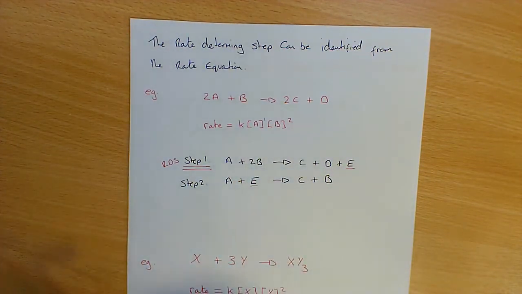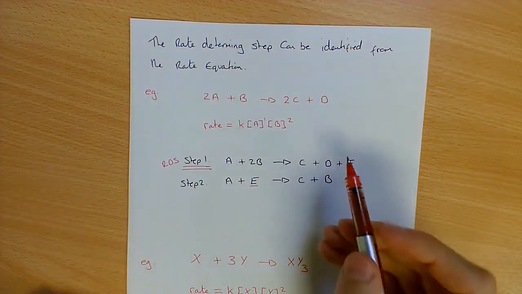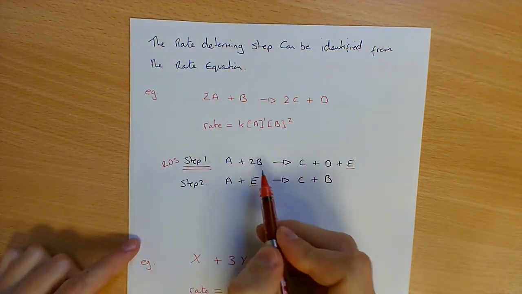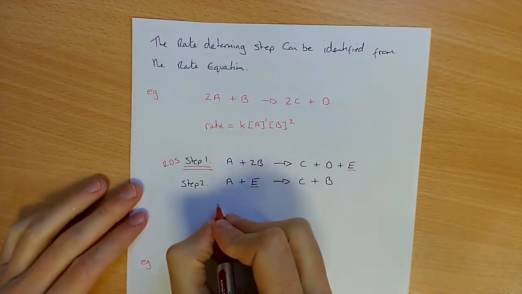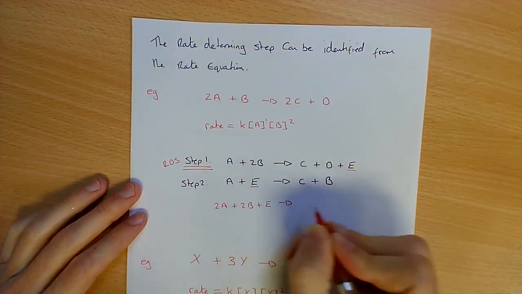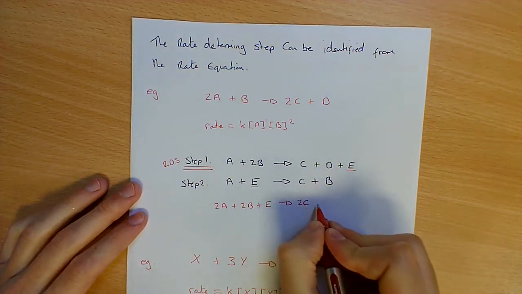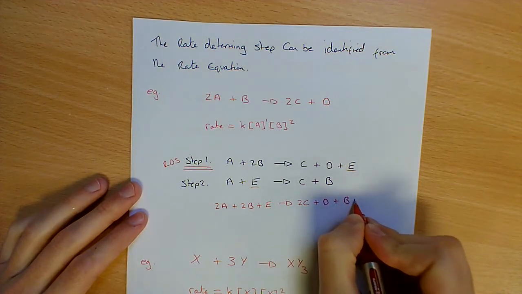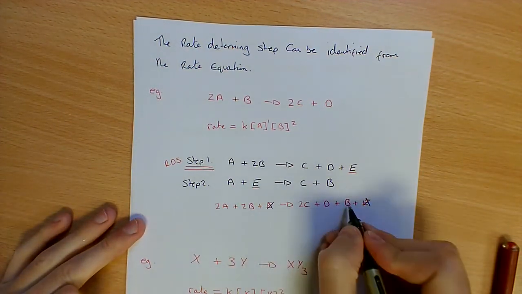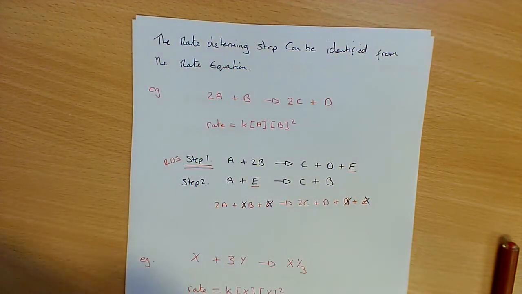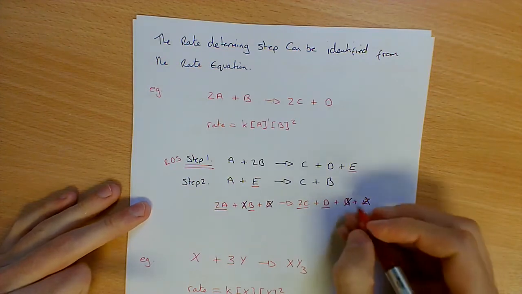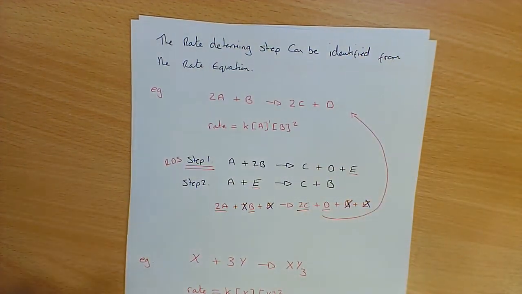Now, these are the 2 proposed steps. And notice how there's an E involved, but there's no E up in the overall equation. Now, if we combine the left hand side of both steps, we will end up with 2A plus 2B plus E. And if we combine the right hand side of both steps, we end up with 2C plus D plus B plus E. And then cancel anything that appears on both sides. So the E is on both sides, so that cancels. One of the B's cancels. And that leaves us with 2A, 1B goes to 2C and 1D, which, if we look back, matches our overall equation from the very beginning.